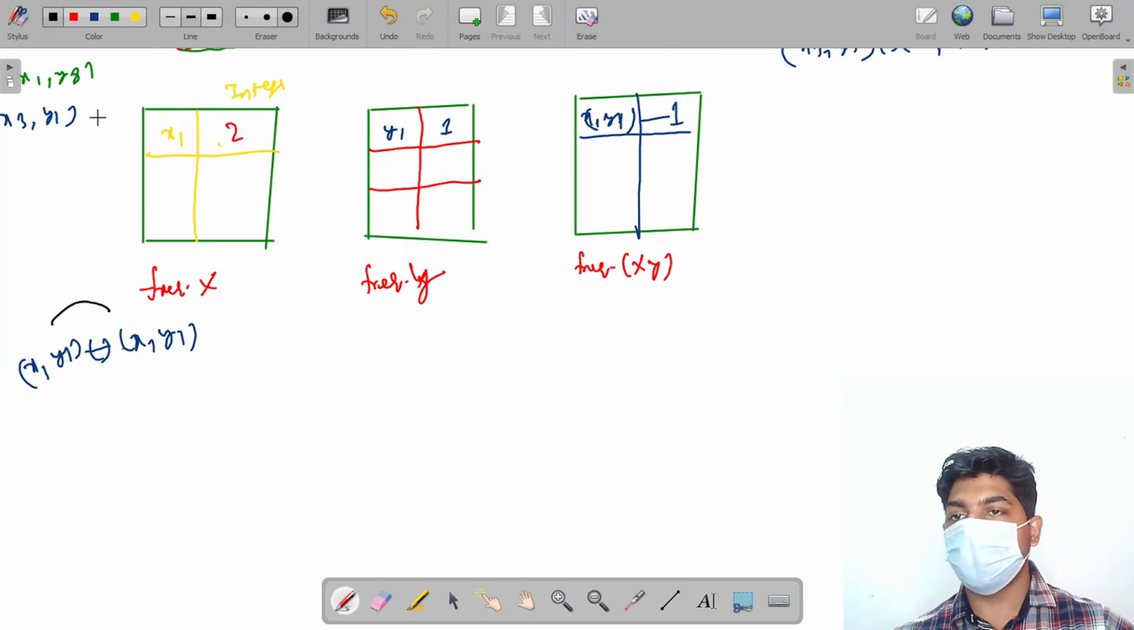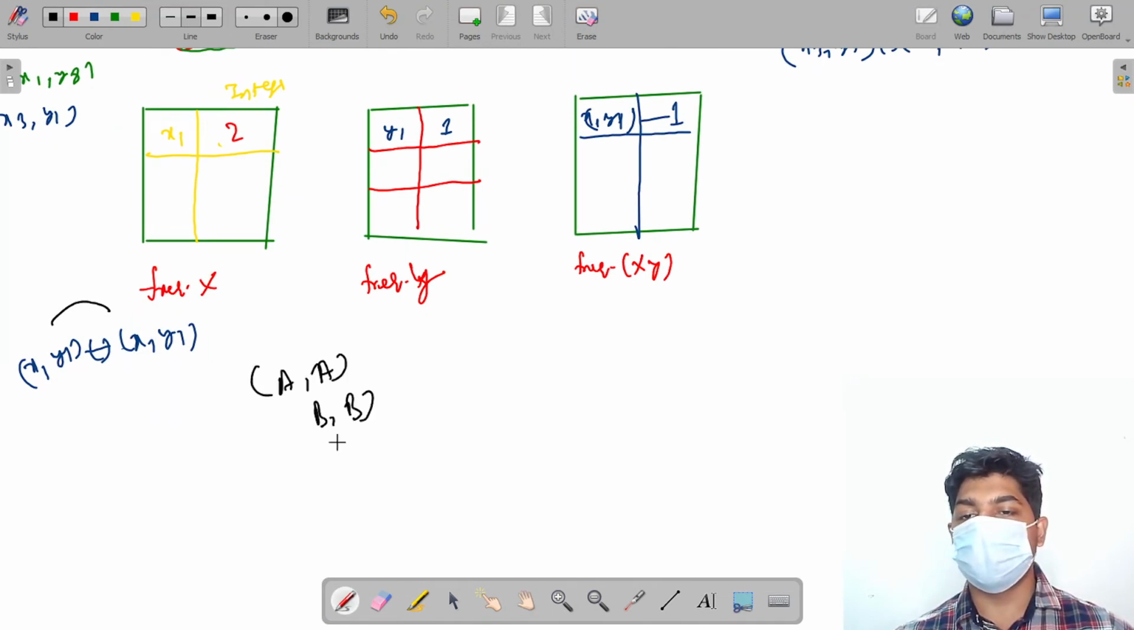We have to avoid this case. We have to not pair a comma a, b comma b. We have to avoid such pairs, right?